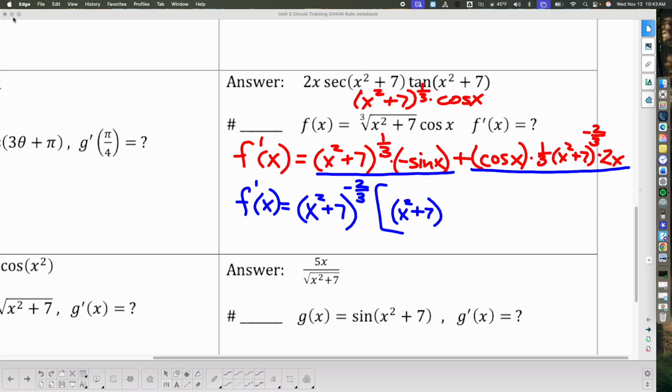Do you remember what we do with the powers? Okay, you're going to take the original power, subtract what you took out. So it would be 1/3 minus negative 2/3, which would be 1.